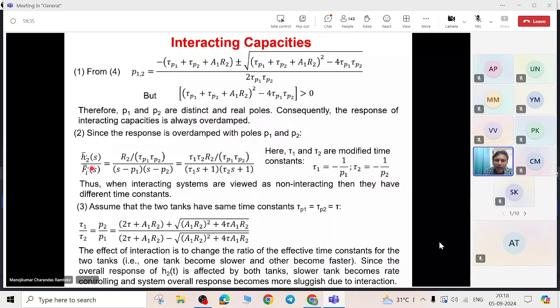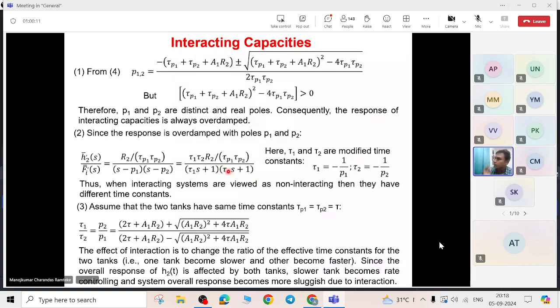And then my expression H2 dash s by Fi dash s becomes R2 divided by tau P1 tau P2, and the denominator I am representing as s minus P1 and s minus P2. And you can see that if I rearrange the terms, I get R2 divided by tau P1 tau P2 times, and the denominator becomes tau 1 s plus 1 and tau 2 s plus 1. So now you can see that I have represented the interacting system in a form similar to that of the non-interacting system, isn't it?